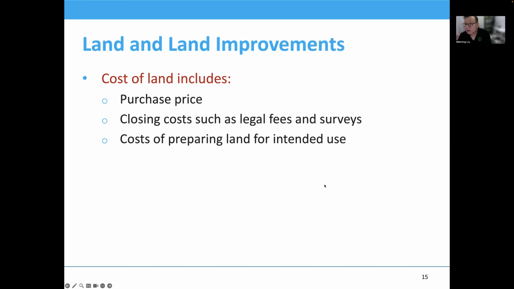What about land? The cost of land includes the purchase price, how much you pay for it, and also legal fees and survey fees, right? When you purchase land, you are most likely to do this through a lawyer. So don't just have a private deal, right? There are a lot of potential issues that can go wrong, lots of hidden liabilities. So you need to hire a lawyer, and you have to pay the lawyer. So there are legal fees, right?